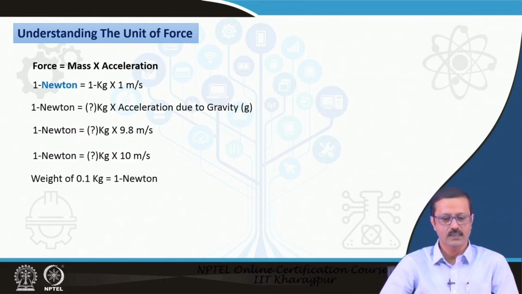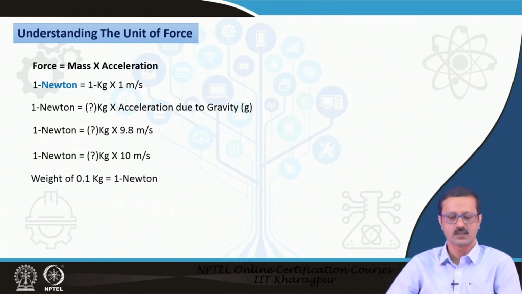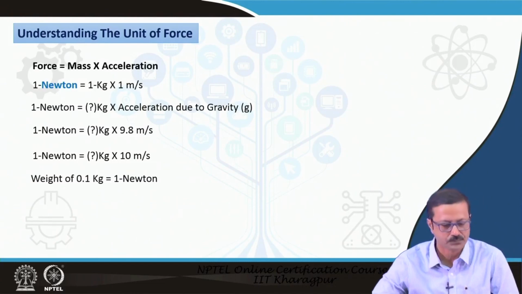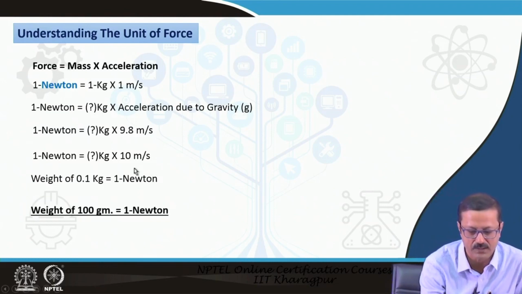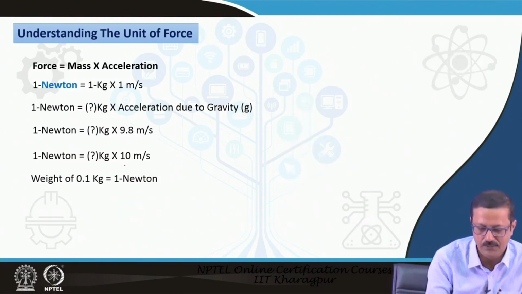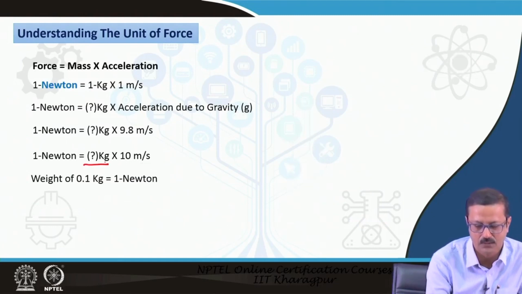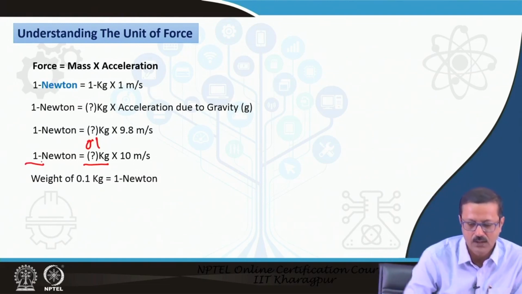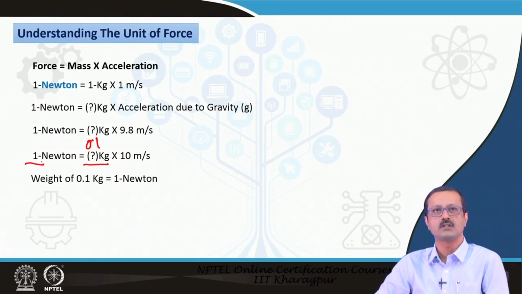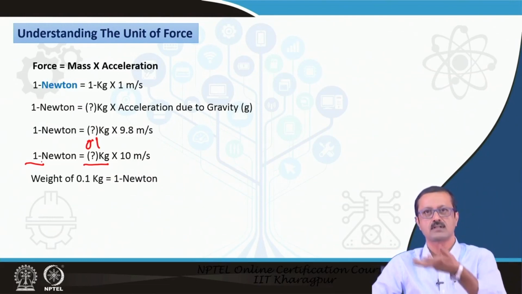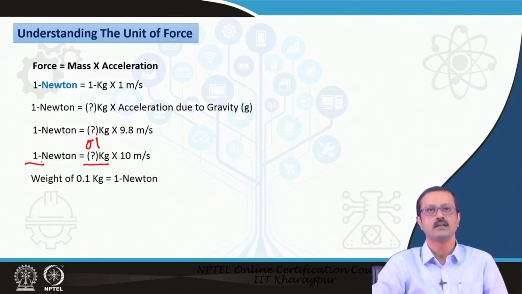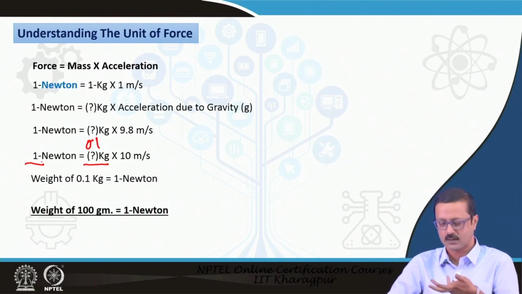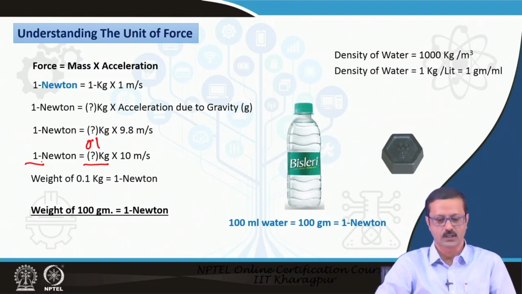So, if I put 0.1 kg in place of the question mark, then 0.1 into 10 gives the 1 unit over here. That means the weight of 0.1 kg, and remember that weight means it is due to gravity, is equivalent to 1 Newton. Now, 0.1 kg is nothing but 100 gram. The weight of 100 gram is almost equivalent to 1 Newton.